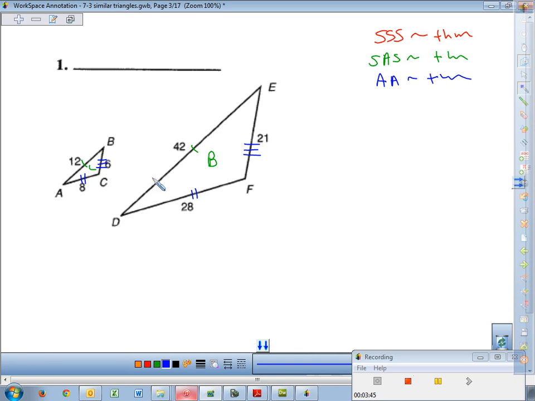Now, here's what I need to do. I need to see if I get the same scale factor back all 3 times. Well, we don't need to set up any proportions or anything like that. All we got to do is grab the ye old calculator. Let's punch it in. How do you want to punch it in? Big over little or little over big? Well, let's do 42 over 12.